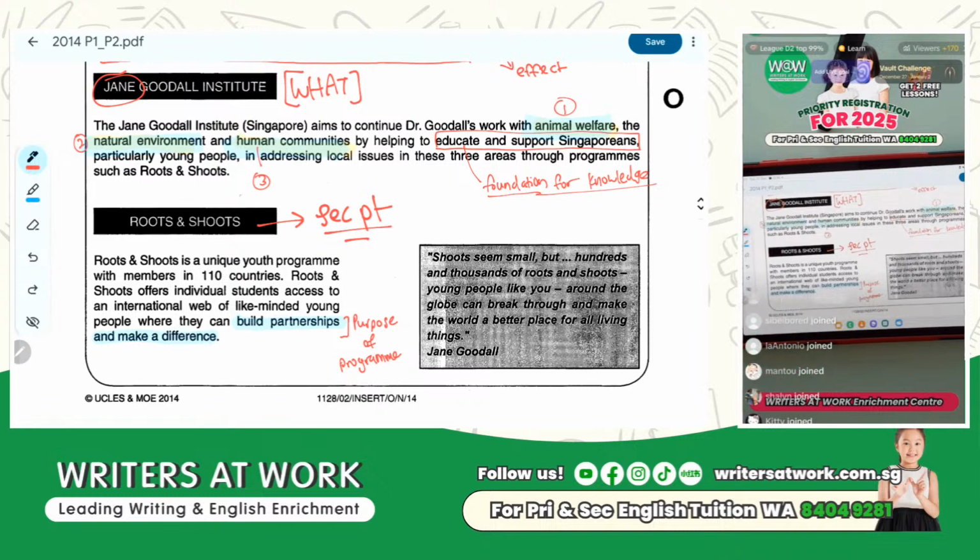Now you can see, if you go on further, where Jane Goodall talks about how they can make a difference. They can break through and make the world a better place. Okay, so I'll say this thing here is not the main piece of information. It's just something that they add, just a quote. But I think if you read between the lines and observe the language, it will be useful and important for our last question later. Okay, so now let's take a look at the questions.